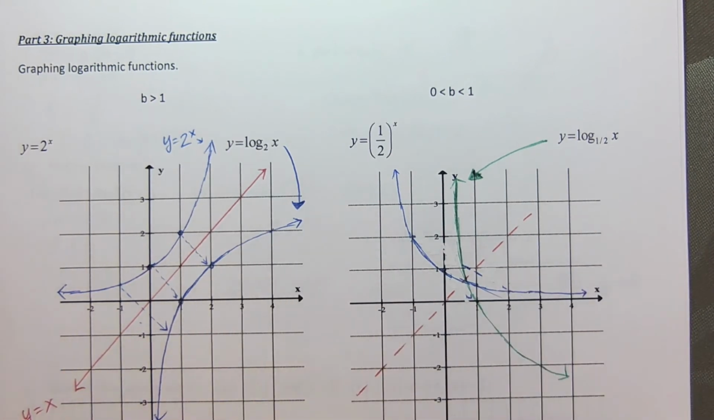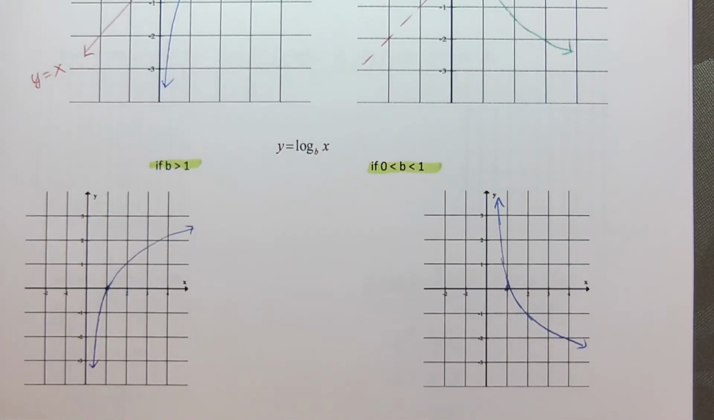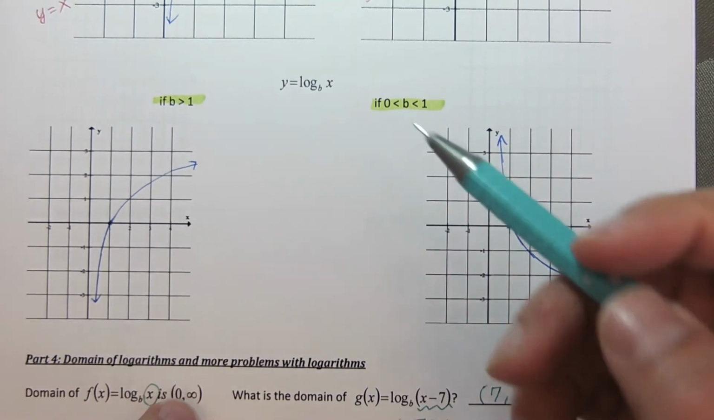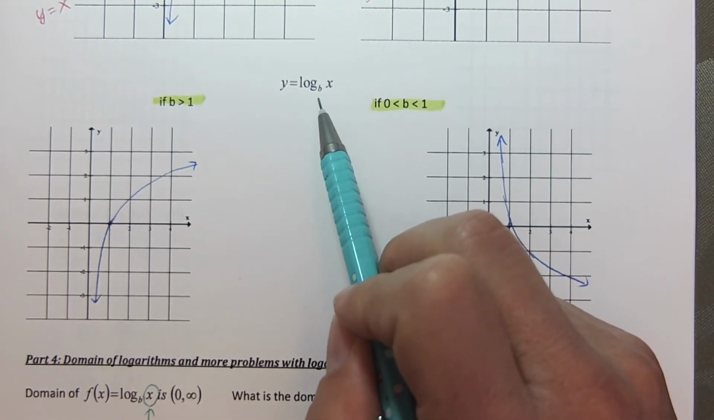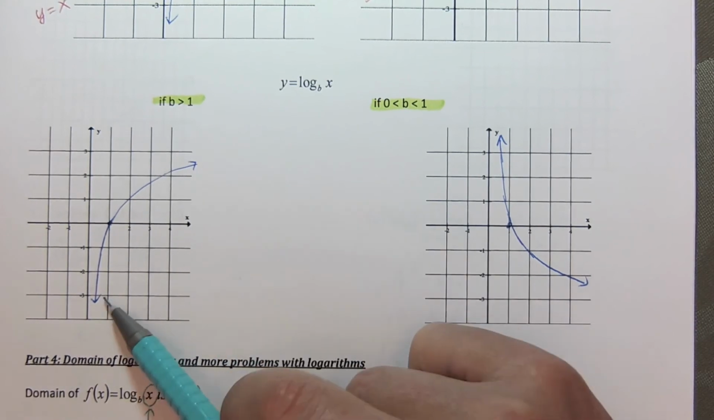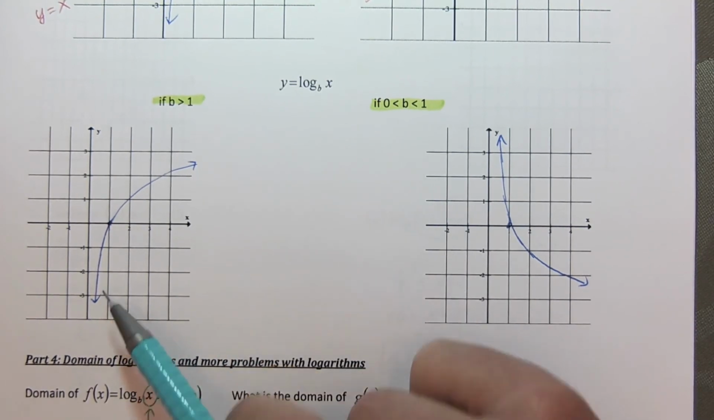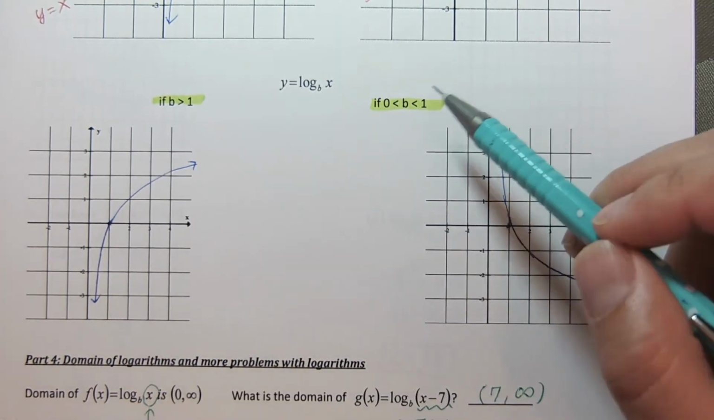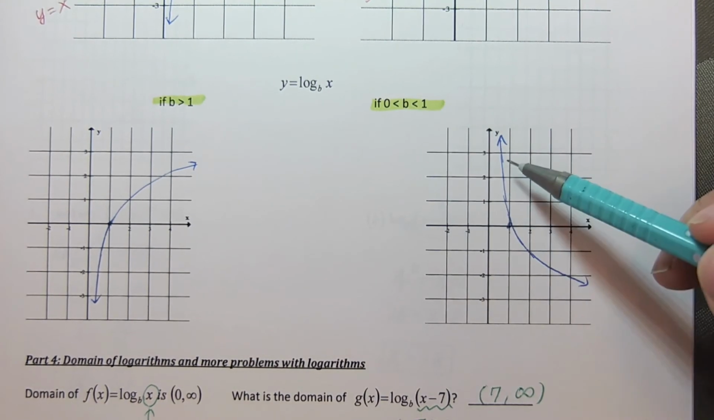I'm going to skip this one. That one's a little complicated. And here we have a generic logarithmic function. Now, when b is bigger than 1, it looks like this. And when b is between 0 and 1, it kind of has an opposite effect.